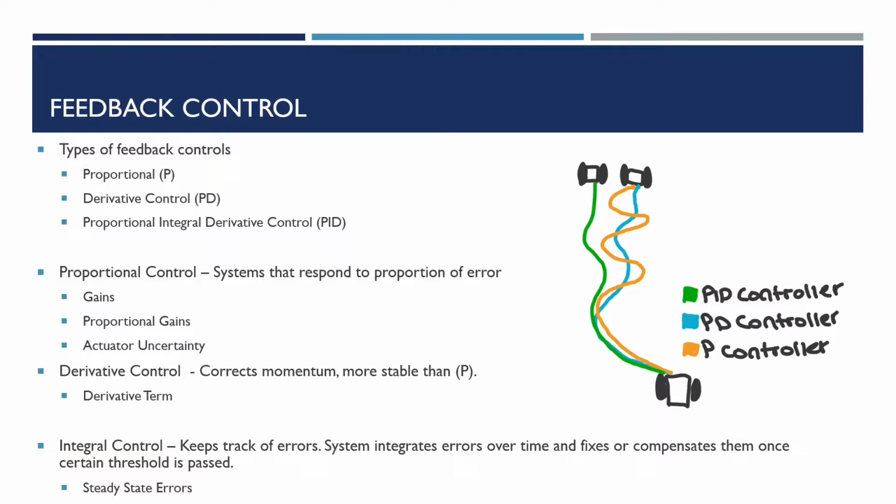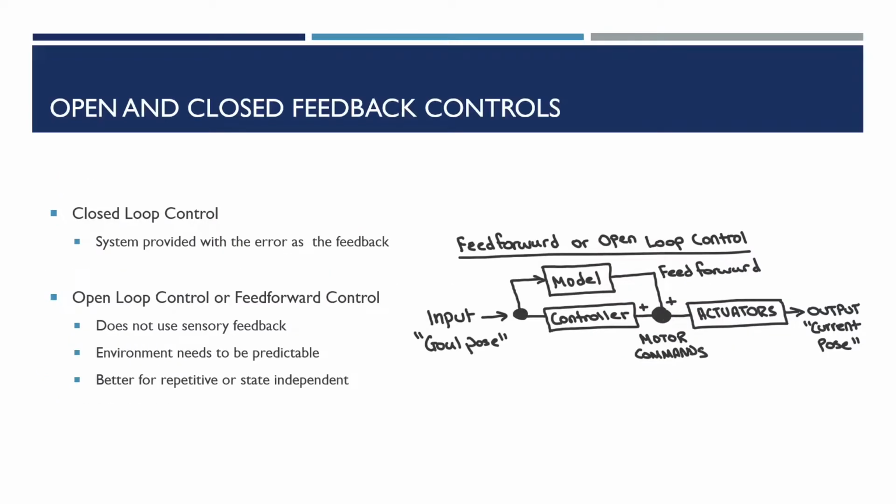And this is where steady state errors are introduced. Now we have open and closed feedback controllers. Closed loop control is provided with the error as the feedback, versus open control or feed forward control, which does not use sensory feedback. The environment needs to be very predictable, and it's better for automation, repetitive and state independent controllers. We have a picture on the side here of a feed forward or open loop. Once again, it does not use sensory feedback.